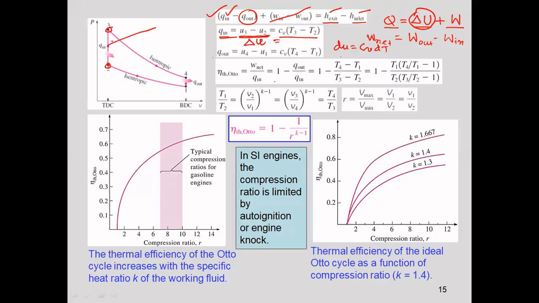Therefore, during this process, the heat input Q in is equal to delta U. That comes from the first law. You see, W is equal to 0. Therefore Q is equal to delta U. So delta U is U3 minus U2. Therefore CV delta T, and delta T means T3 minus T2. Okay, is it clear?